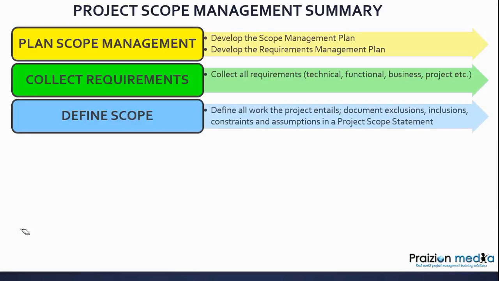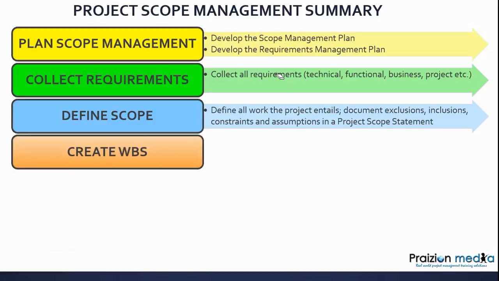This is where we define all the work that has to be done to achieve these requirements that we've observed in collect requirements. So collect requirements has to come before define scope. A lot of times people say, why do I define scope? It's really collecting requirements. No, it's not. Collect requirements is about identifying the features and the functions of the product, service, or result. Define scope is about identifying all the work that must be done to deliver those requirements.